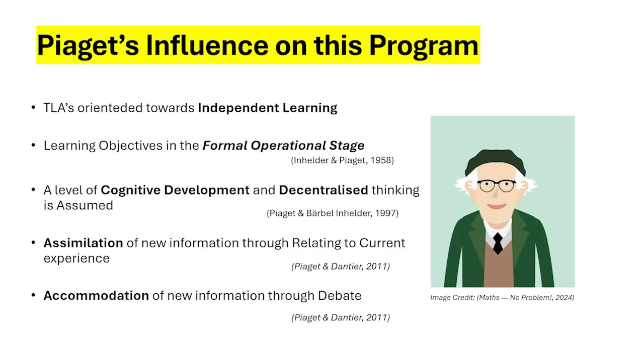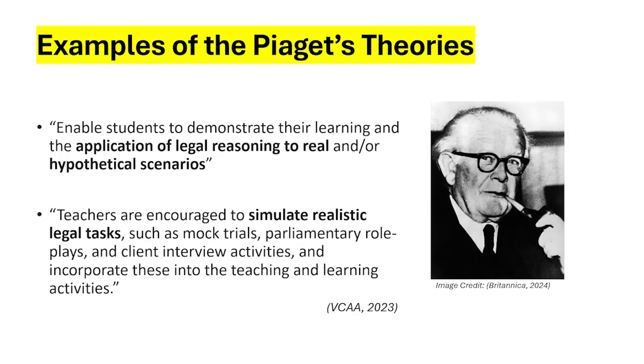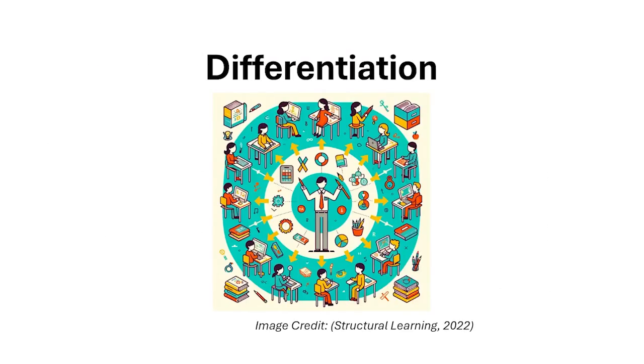The learning activities also tie very well with Piaget's learning theories, as it's assumed that students are within the formal operational stage. The learning activities are also quite independent in nature, and debates are used to help students accommodate new information through other students. Here are 2 extracts from the learning activities, and it shows the uses of Kolb's experiential learning, where we simulate the environment for students to learn, and also Piaget's theories on assimilating new information through current experiences. But how well does the content differentiate for our diverse learners?